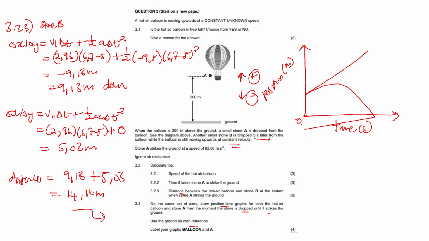Remember, they don't start from the ground, right? They start from a certain height. So they both must have the same starting point and both end at the same time. So it should look like that. So that will be the balloon. Remember, they asked you to label the graph as balloon and A. So that will be the balloon constantly upwards, and that will be the A starting at the same time, ending at the same time. And tell them you're taking up as positive and down as negative.